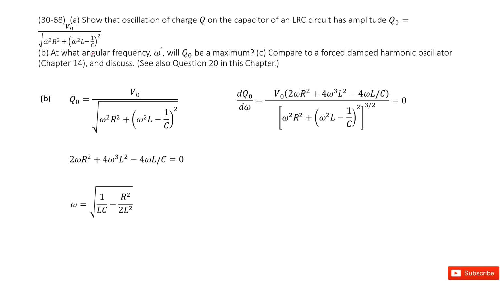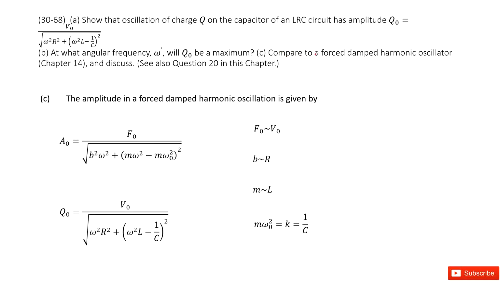Second one, at what angular frequency omega will Q0 be the maximum? So this is easy. You can see there we get a function for Q0. We need to find its maximum value, so we take the derivative, right? The derivative dQ0 over d omega should equal 0. In this case, omega is at the maximum, right? So we take the derivative, and the derivative function looks like this, which should equal 0. So that means this term equals 0, right? And solving it, we get this omega as the final answer.